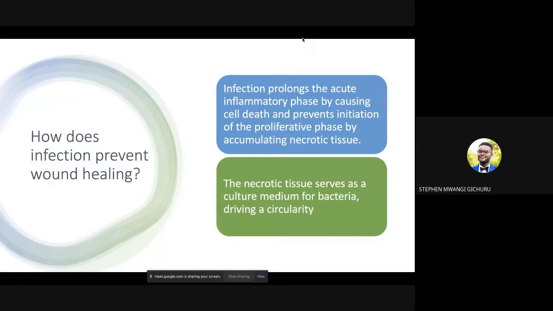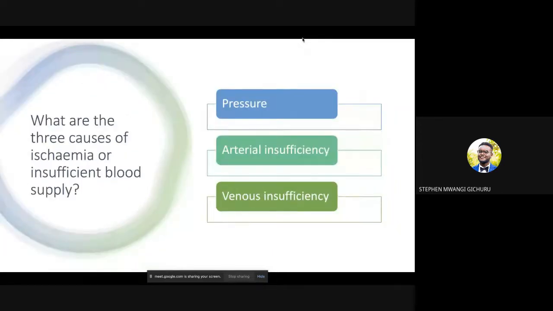Okay. So yes, what you're saying is right, but a refined way of saying it is that you prolong the inflammation state because now your body has different priorities. It's trying to get rid of the infection, and at the same time, it's trying to heal the wound. So it will prolong the whole process. So it has two priorities. At the same time, when you have necrotic tissue lying there, it serves as a medium for bacteria. So the bacteria continue growing. So it's like a vicious cycle.